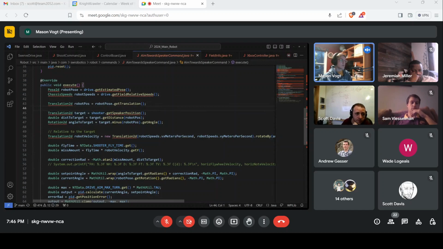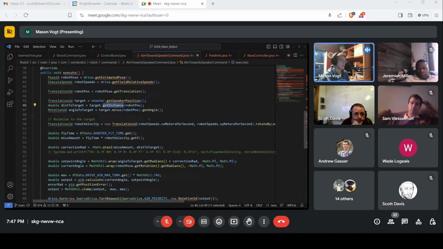From there, also we have to know how far away we are from the target to be able to aim correctly. And so that is a get distance as a Translation2d method that you can run. Really simple to do that. The angle to the target is basically the vector or the position of the target minus the position of the robot pose. So that'll get you a vector from one to the other. Get the angle of that vector, and that's how you'd aim to the target. So basically you want that angle to be 0, and that's what the PID is doing.